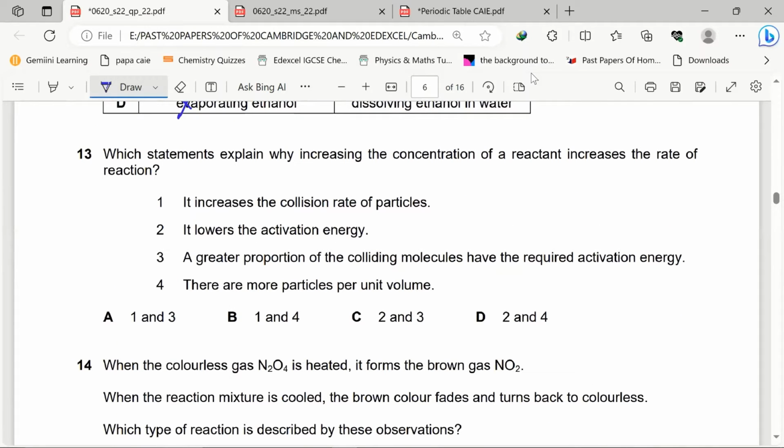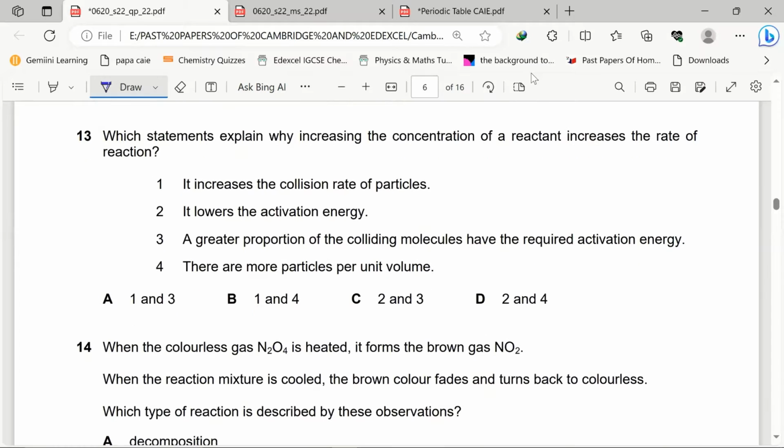Which statements explain why increasing the concentration of a reactant increases the rate of reaction? So it increases the collision rate of particles. This is a true statement for this question, because if we increase the concentration, it increases the collision rate, because there will be more particles per unit volume.